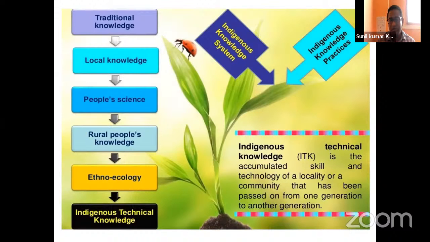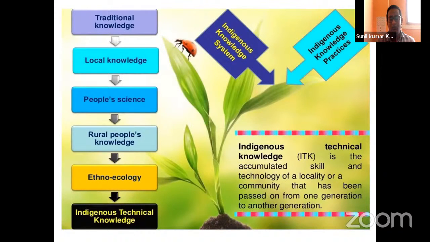So you can say indigenous technical knowledge, ITK, is the accumulated skill and technology of a particular locality or a community that has been passed on from one generation to another. This is majorly the knowledge of a particular community working especially on their crops. Maybe through their ancestry they have gained that information and they are implementing it and getting good yields and good profit on that knowledge itself. This traditional knowledge is generally local knowledge, people's science or farmer science, generally rural people's knowledge. If a particular farmer is doing it and that technology shows good growth and results, other farmers are going to adopt it for that particular commodity.